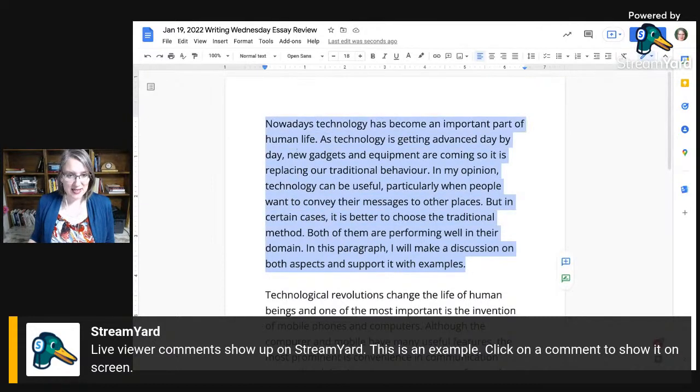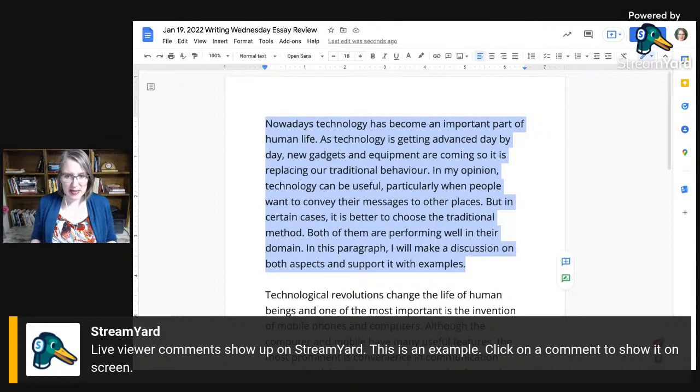So I'm looking at this first paragraph, and I'm assuming as I go here that I am going to be able to know exactly what the writer is talking about or going to explain to me in this essay.